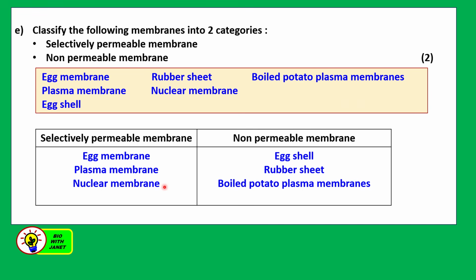Okay, so Visking tubing is of course the one that we study here. Okay, but these are all the other examples of selectively permeable membrane. And for the non-permeable membrane, it's the eggshell itself, the rubber sheet, and boiled potato plasma membrane. Because boiled potato, if you boil the potato, the plasma membrane structure will be destroyed. Then it's not selectively permeable anymore. Okay.